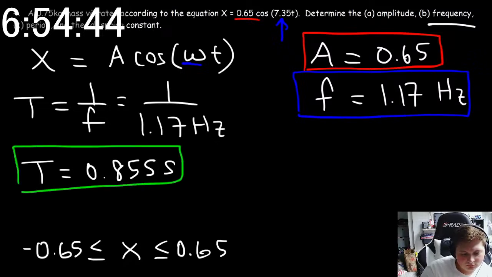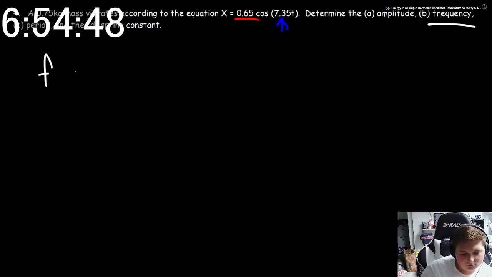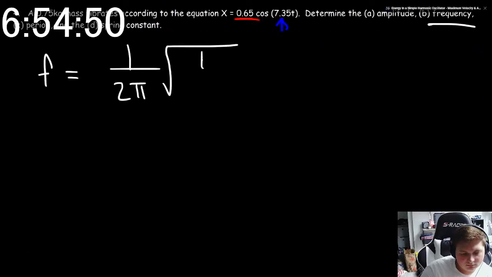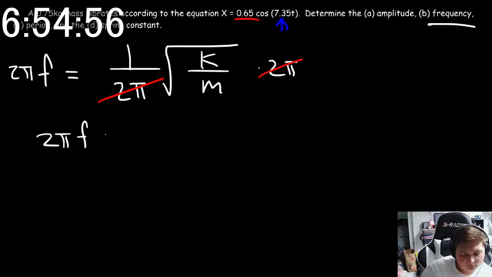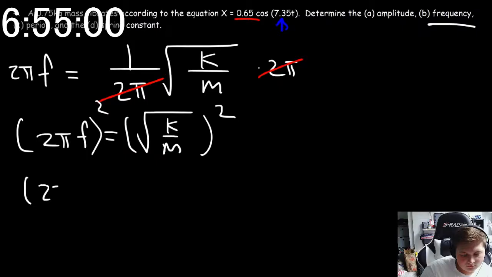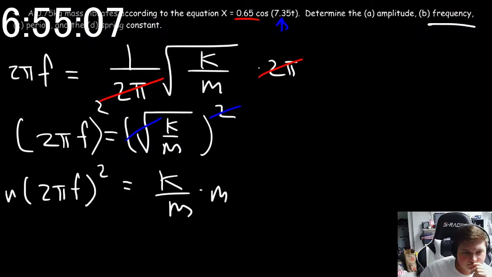So the last thing we need to calculate is the spring constant. So what formula can help us to do that? Well, we know that frequency is 1 over 2 pi times the square root of k over m. So the first thing I'm going to do is multiply both sides by 2 pi so I can get rid of this. So on the left I have 2 pi f, and that's equal to the square root of k over m. I'm going to square both sides to get rid of the square root on the right. So I have 2 pi f squared, and when you combine a square and a square root, those two will cancel. So on the right all I have is k over m. So I'm going to multiply both sides by m.